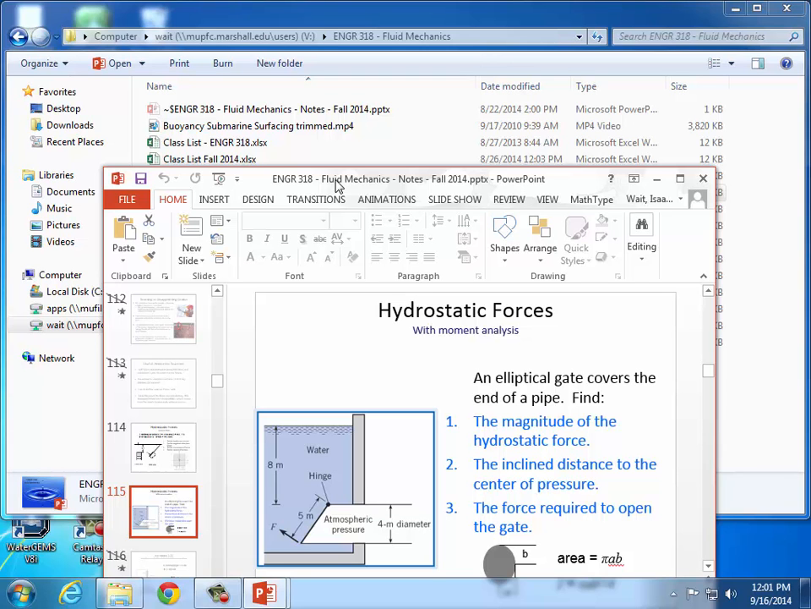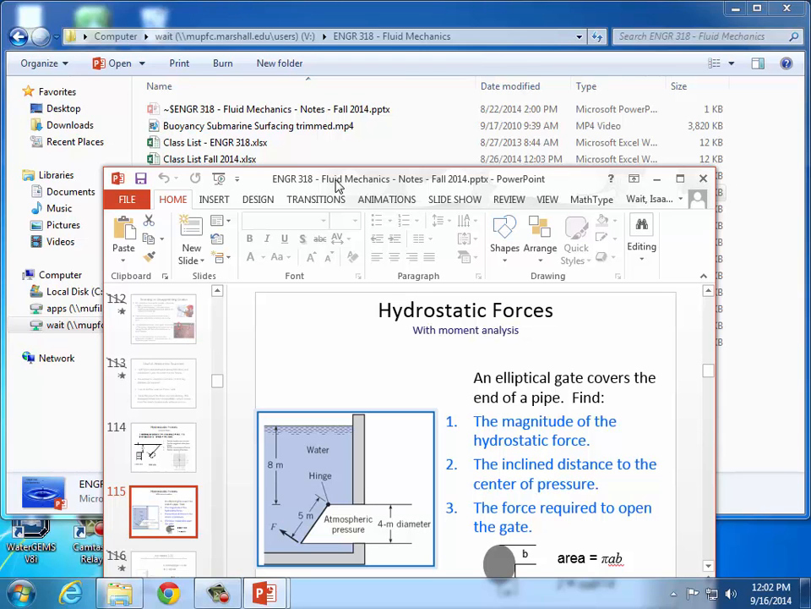And then YCP is some distance below the centroid, and it's the location that the force is applied at. We know this is a 4 meter diameter pipe, and so the vertical distance to the center of that ellipse that covers the face of the pipe is 2 meters down from the top edge to the center of area of the covering on the front face of that pipe. So if we know it's 8 meters from the hinge to the surface, and then another 2 meters from the hinge down to the center of area, that means the delta H is a total of 10 meters.